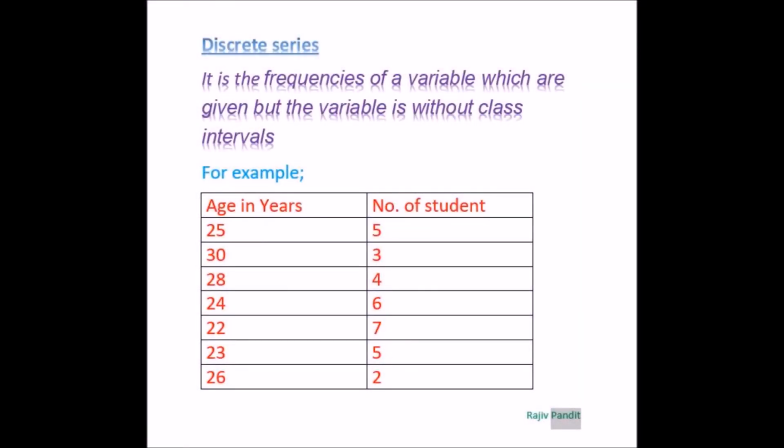Now it's time for the discrete series. Here the frequency of the variable is given, but the variable is without class intervals. For example, there are 5 students of 25 years, 3 students of 30 years, 4 students of 28 years, and so on.